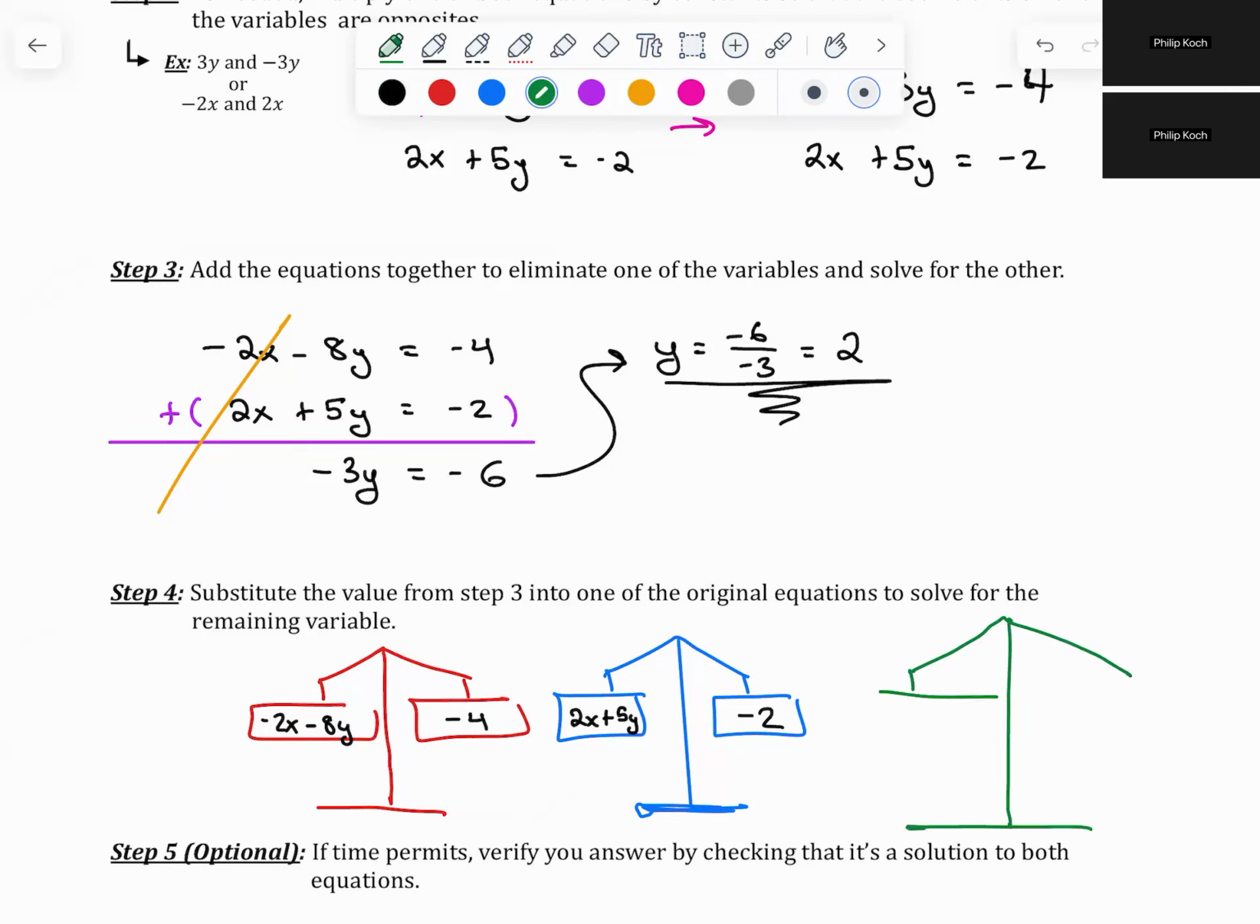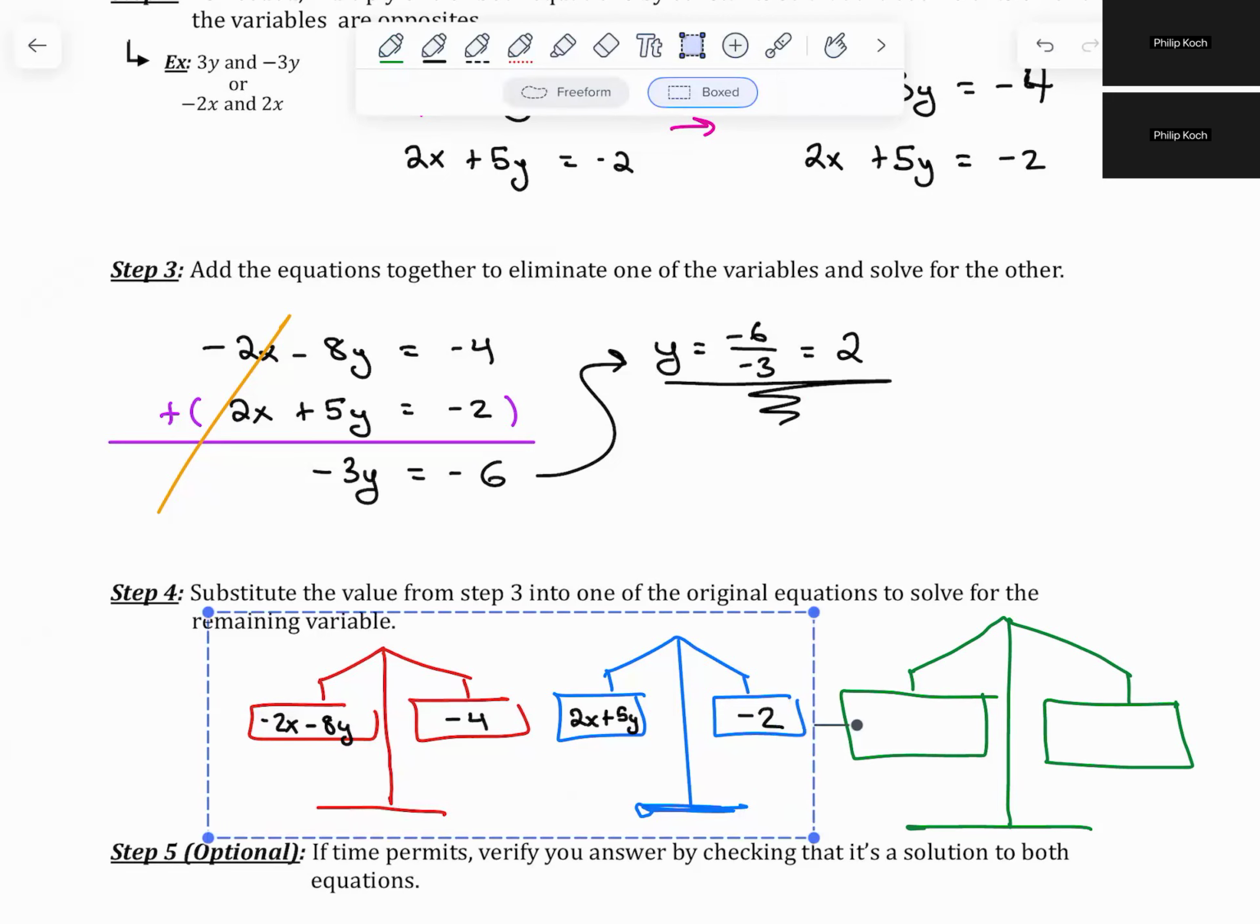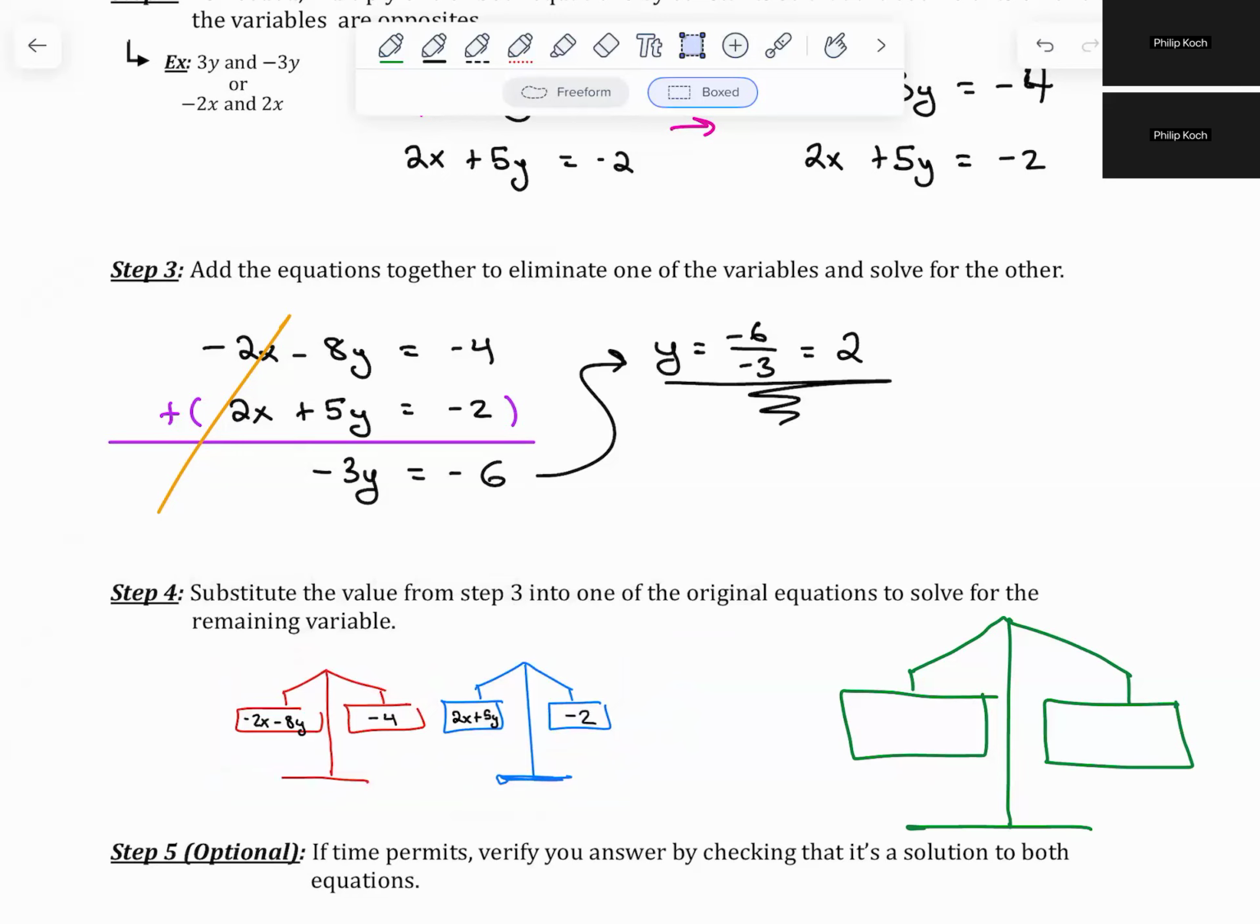Question is, why can I do that? Why can I add the two equations together? And it's because if you think about them like a balance, right? I'm going to kind of make these ones smaller, so they're easier to grab. So I have both of the equations here. And since they're equations, they're balanced on both sides. And what I'm going to do is I'm going to add these two equations together. I'm going to take this and add this one as well.